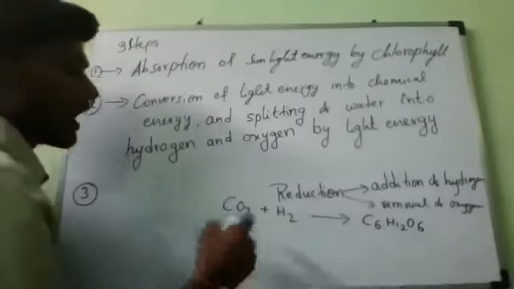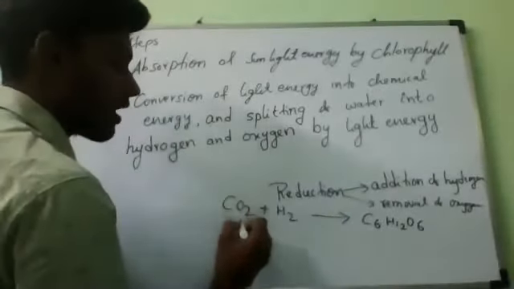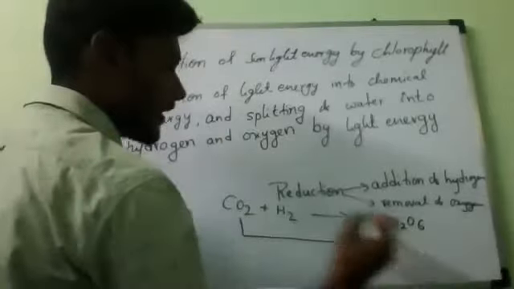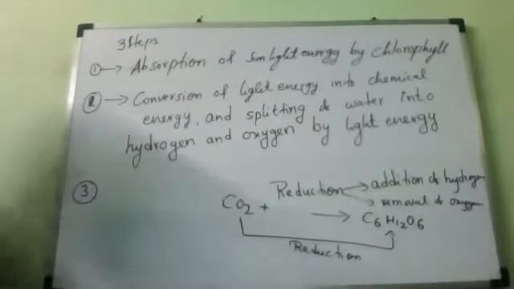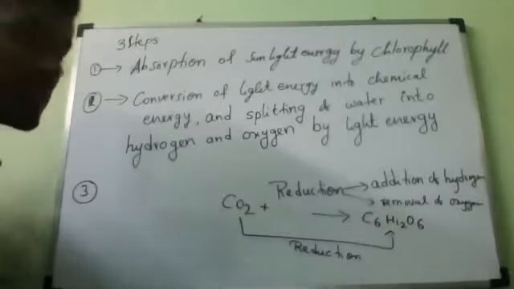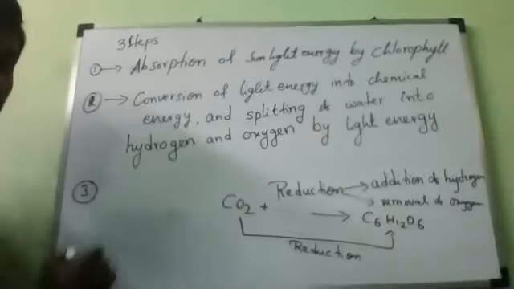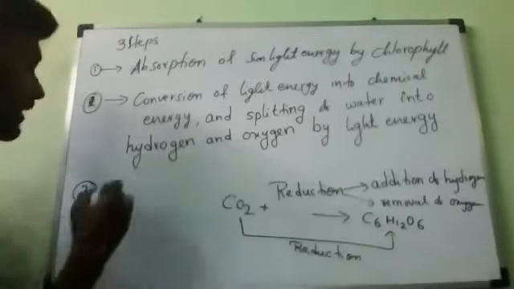So this is the addition of hydrogen. What do we call the addition of hydrogen? Reduction. Or removal of oxygen. But here, addition of hydrogen. So that is step 3 which is involved in the photosynthesis reaction. What is that? Reduction of carbon dioxide.